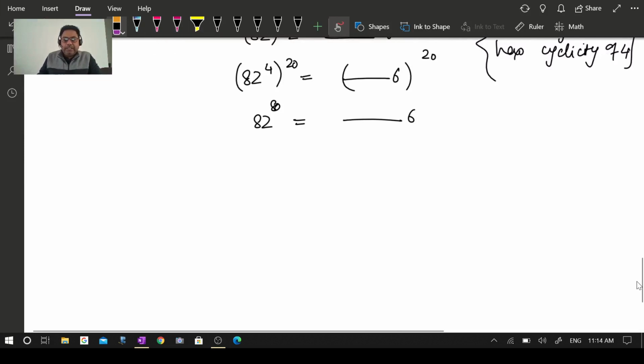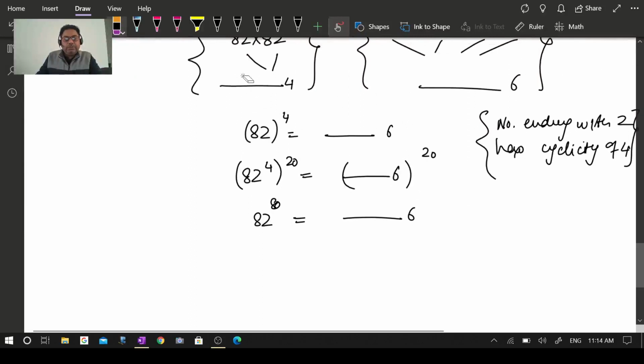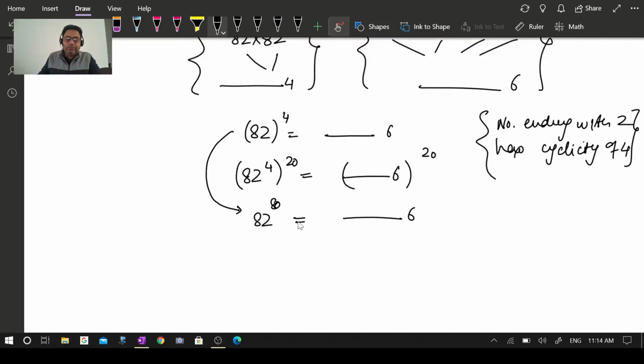So I just want to ask you, 82 to the power 4 gives you 6 at the unit place. Can we just bypass this step and directly write 82 to the power 80 also gives you 6? Why? Because 82 to the power any multiple of 4 would give 6 at the unit place, right? So this is important. 80 is a multiple, so we can directly write this, isn't it? Now let me see the question again.